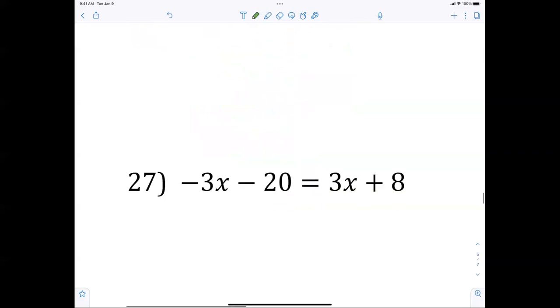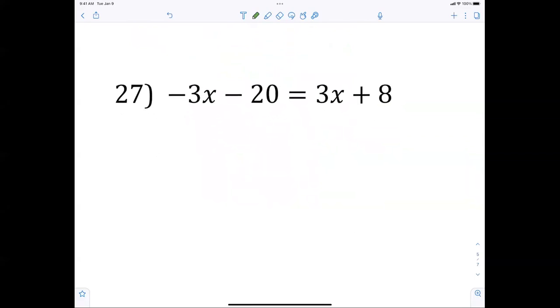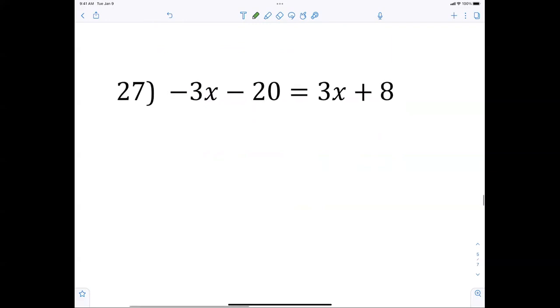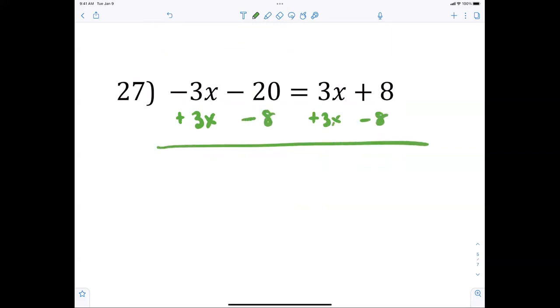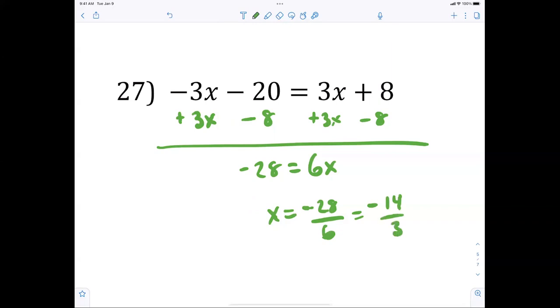All right. Miss McKenzie, tell me what we're doing on 27. Add 3x. Beautiful. Then subtract 8. And then you get negative 28 equals 6x. You're amazing. That wouldn't divide evenly, but it would be 14 over 3. Thank you, kiddo. Don't forget the negative. Negative 14/3. Come on, guys, I feel like you guys are doing pretty good.